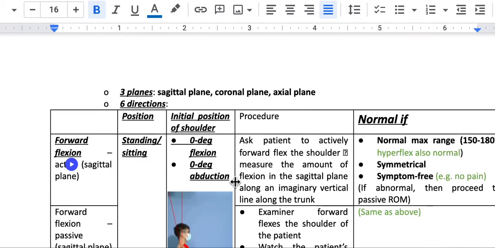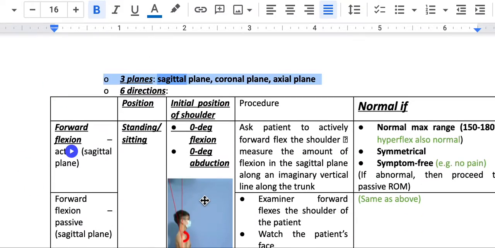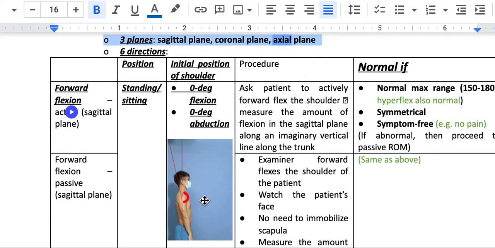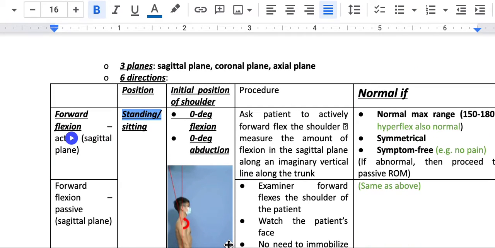ROM: active before passive ROM. 3 planes: sagittal plane, coronal plane, axial plane; 6 directions. Initial position of the shoulder: standing or sitting, 0 degrees flexion, 0 degrees abduction. Ask the patient to actively forward flex the shoulder. Measure the amount of flexion in the sagittal plane along an imaginary vertical line along the trunk. Normal maximum range is 150 to 180 degrees; hyperflexion is also normal if symmetrical and symptom free, e.g. no pain. If abnormal, proceed to passive ROM.